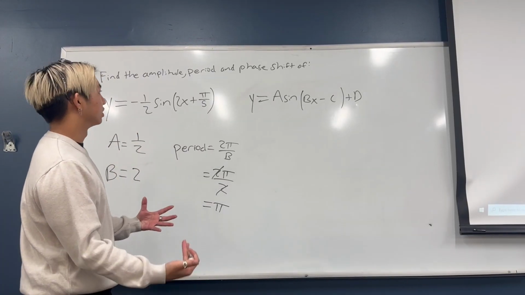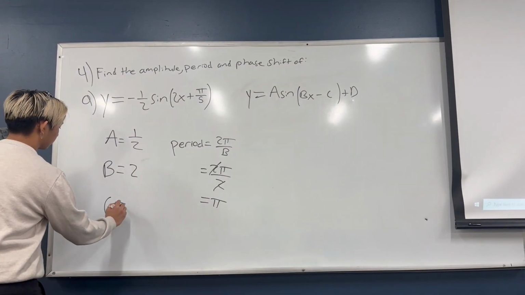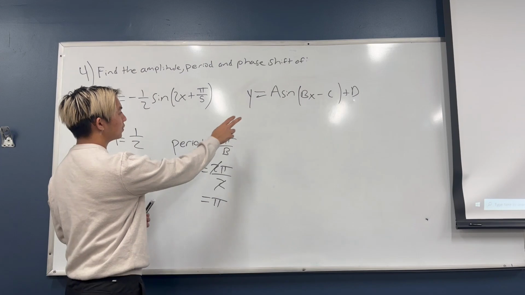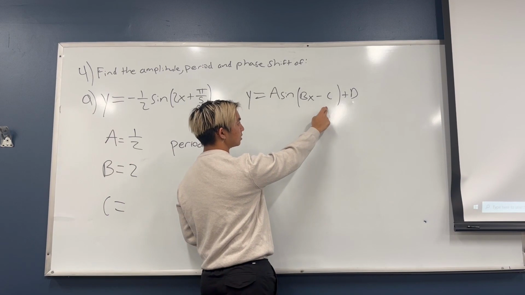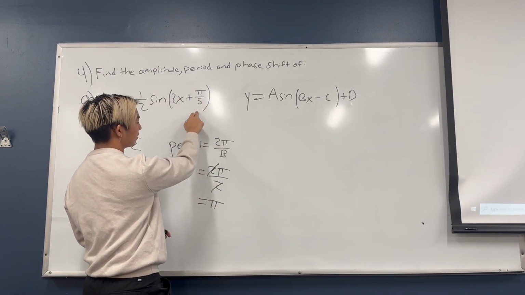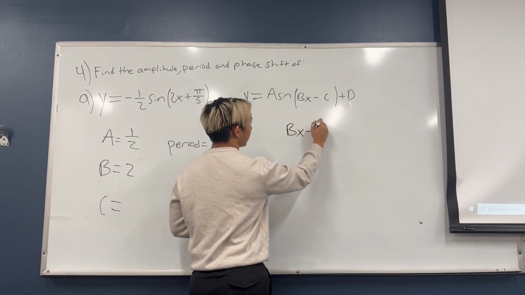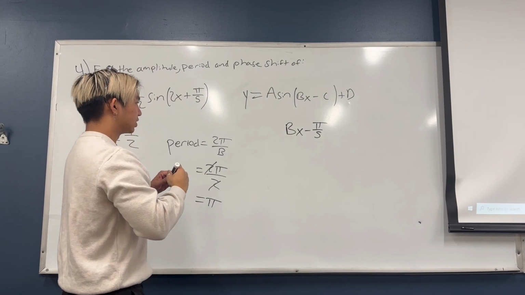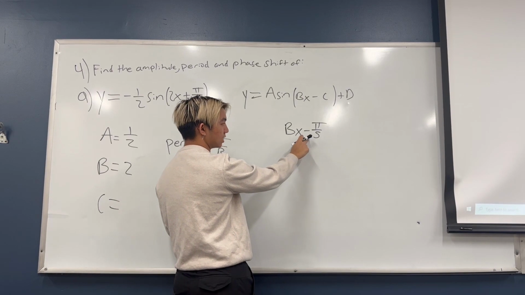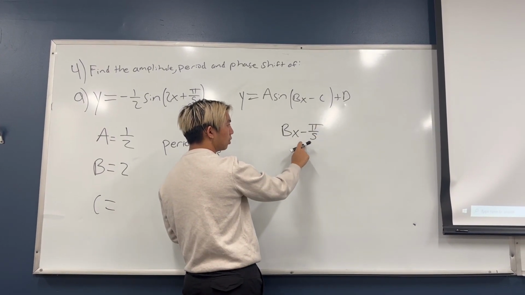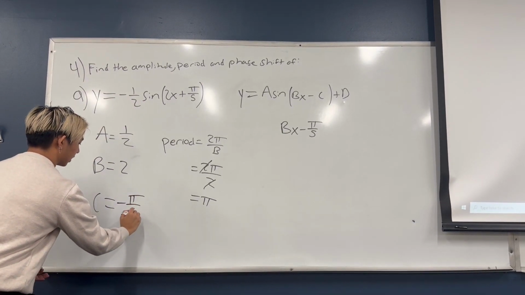So now we're trying to find the phase shift. How do we find it? Basically now we're trying to find the c, so we should put c equals here. If we compare the models, we have 2x plus pi over 5, and we have bx minus c. If we plug this pi over 5 into this formula, we get bx minus negative pi over 5. The way I like to envision c is that whatever sign is in front of the c, in this case a negative pi over 5, I take this whole thing as our c. So our c here is equal to negative pi over 5.